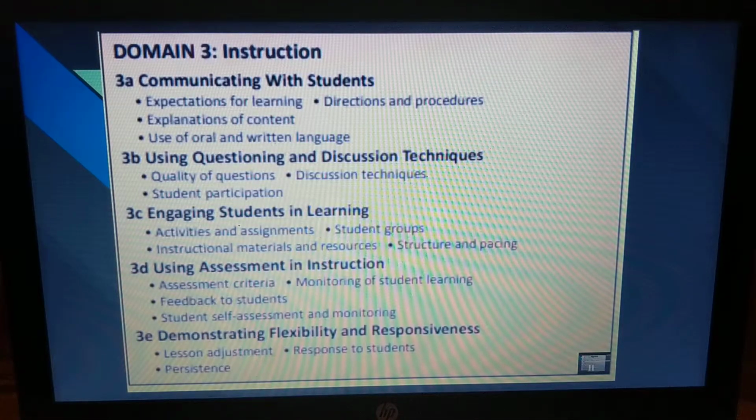Domain number 3, instruction. The components in Domain 3 are what constitute the core of teaching: the engagement of students in learning. These include communicating clearly and accurately, using questioning and discussion techniques, engaging students in learning, providing feedback to students, and demonstrating flexibility and responsiveness.